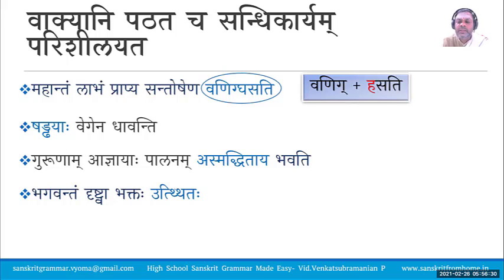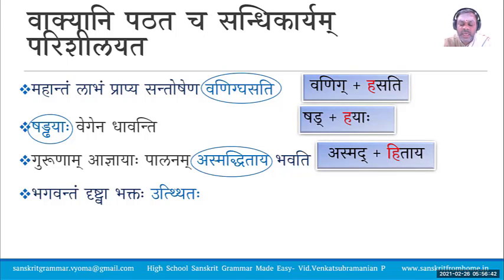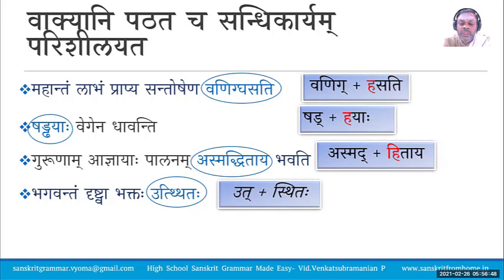Vanighasati, shadhayaha, asmadhitaya, uttithaha, sthitaha. Now in the first three cases, we see that the right hand side is a hakara. Only in the last case, we have a sakara coming there. So let us analyze the first case where the right hand side is a hakara, and then come to the second case where sthita is involved.